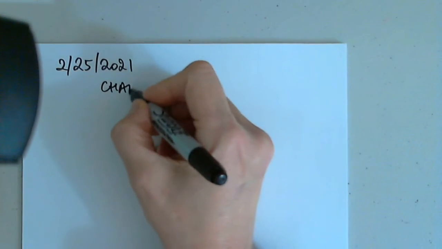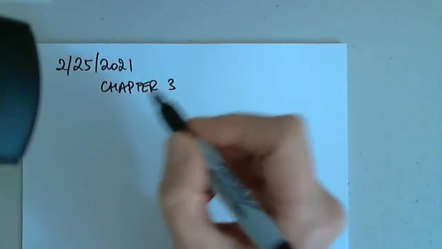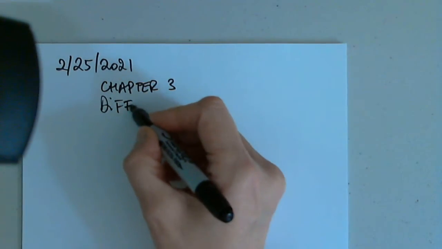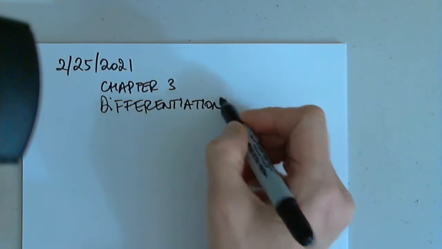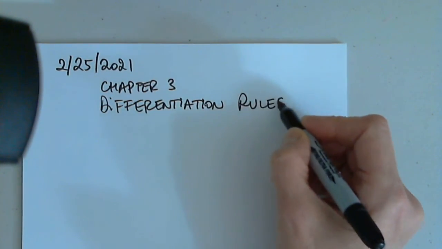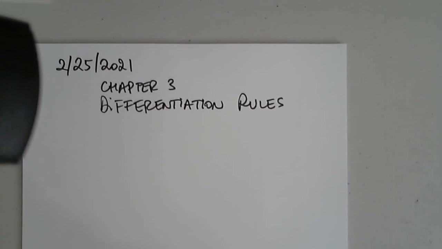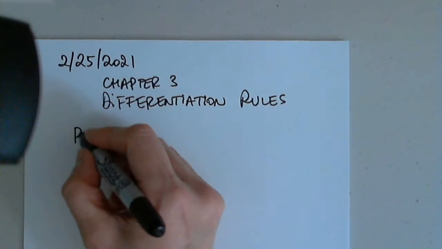Chapter 3 is all about differentiation rules, and we're going to look at a lot of different things. So chapter 3, differentiation rules. We're going to start with the power rule.